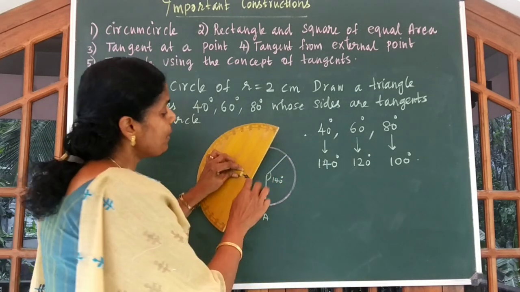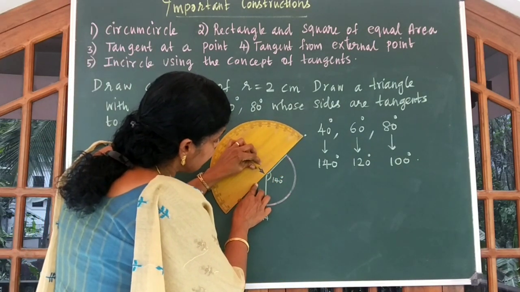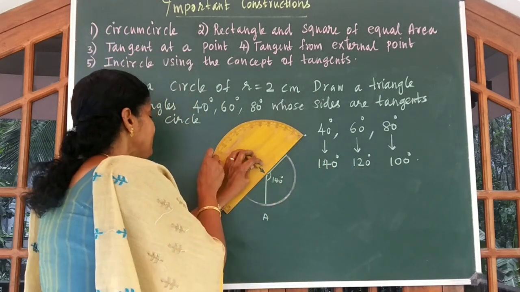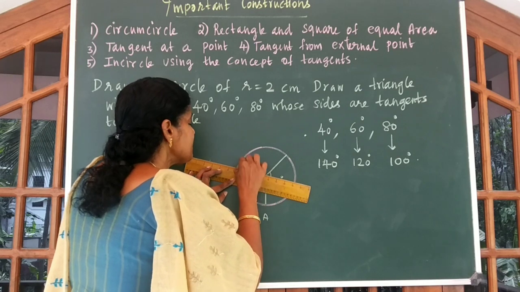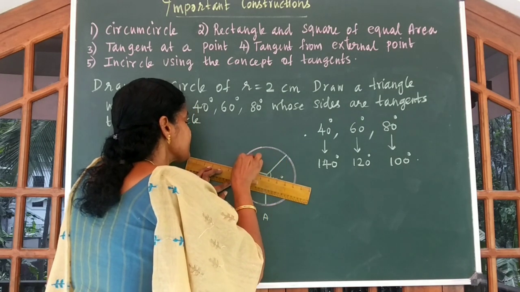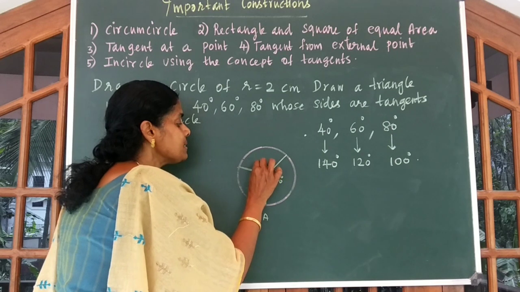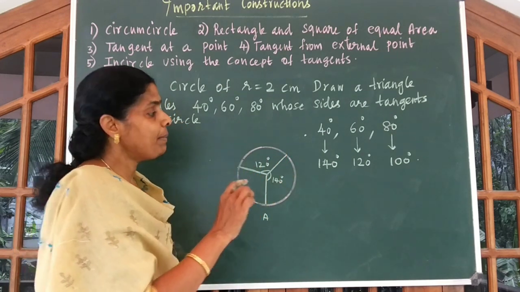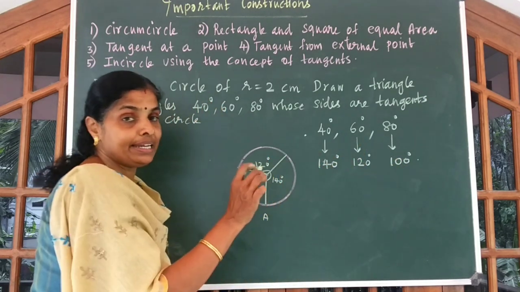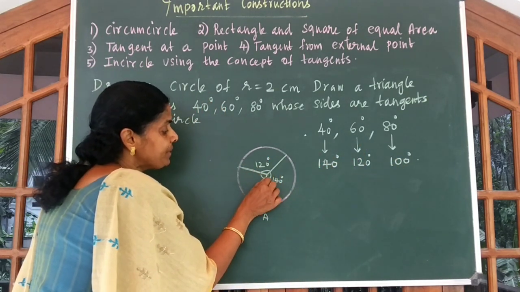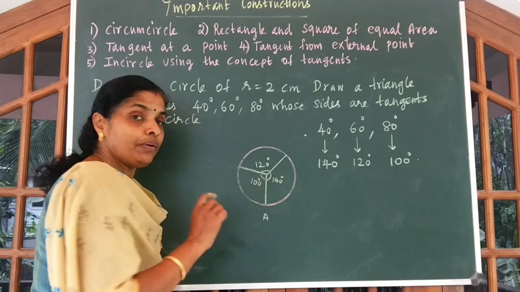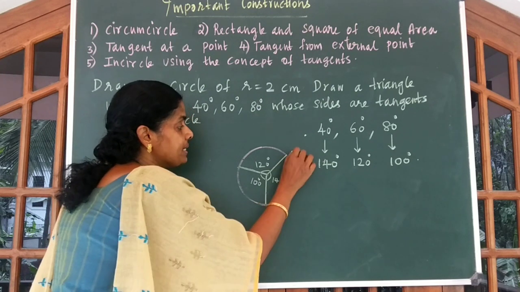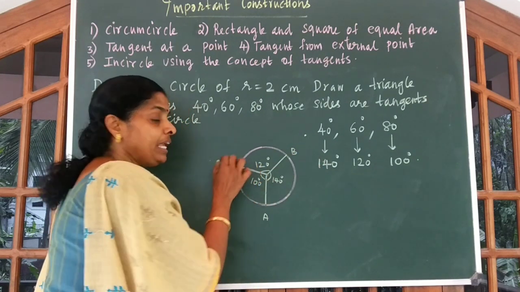Now keep your protractor on this radius and measure 120 degree. 0, 10, 20, 120 degree is here. Use your scale and join it. Here the angle is equal to 120 degree. Now the remaining angle is equal to 100 degree. So you can understand the remaining angle to be equal to 100 degree. Okay children, now you got 3 points. Let me name it as A, B, C.